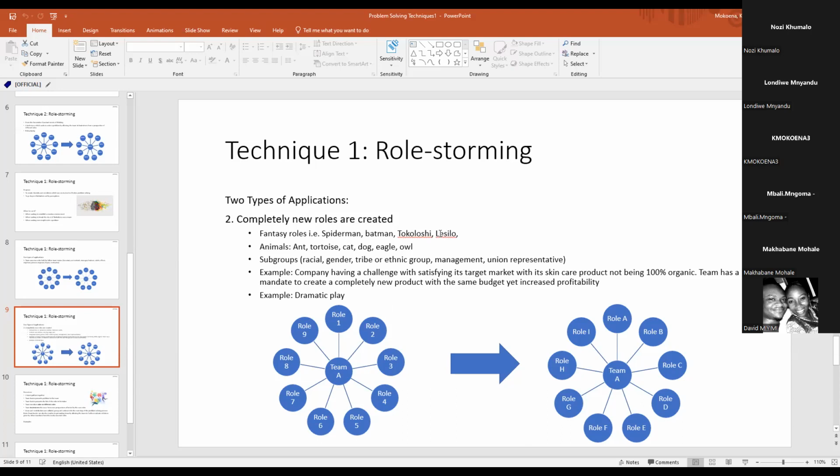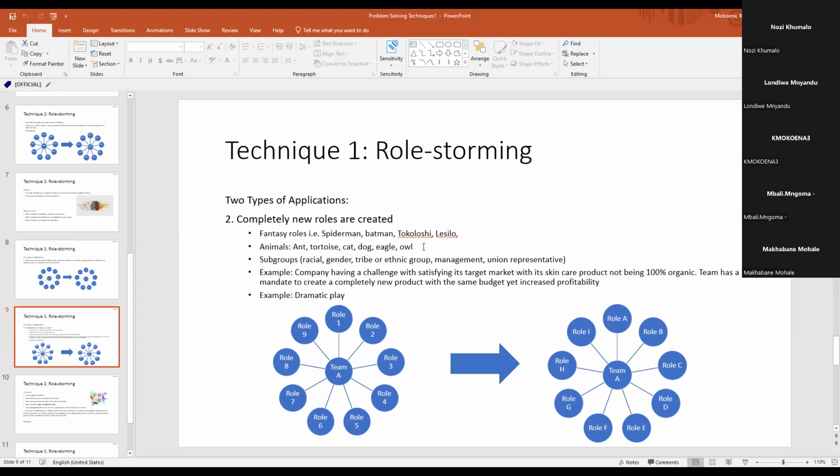But yeah, so this is how it's done. So basically what it does, it forces the team to think outside the box. You can imagine if Spider-Man was to be part of the team, right? Spider-Man would, okay, let me talk about the Tikoloshi. Tikoloshi would want the people to kind of apply themselves in an environment where it's at night and people are sleeping, so like odd hours.